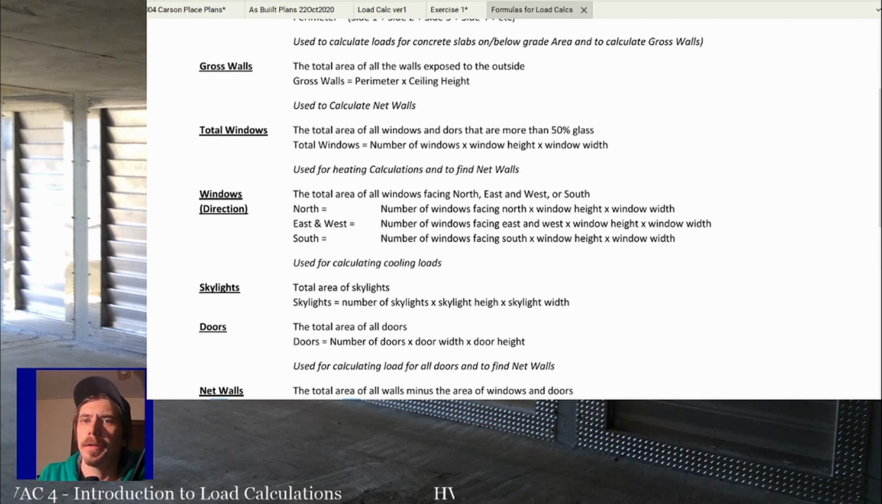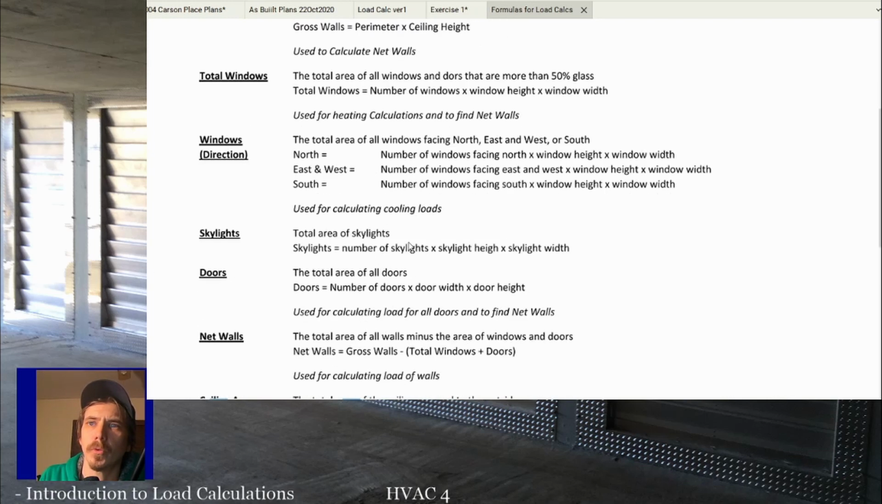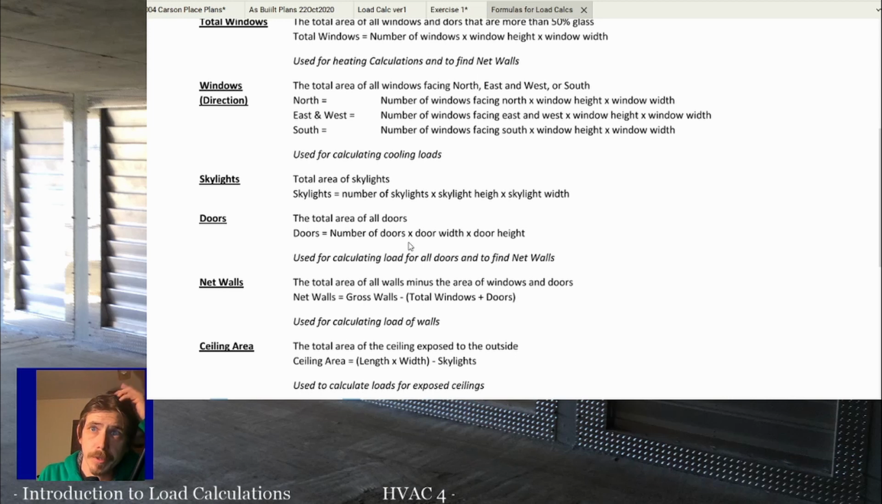All right. So the total of all of the windows facing north, east and west, or south. So 3 different ones. The number of windows facing north times window height times window width. Then the number of windows facing east and west times window height times window width. Or the number of windows facing south times window height times window width. And you'll split that up so that we can do our cooling calcs. That's really the only thing we use it for, calculating cooling loads.